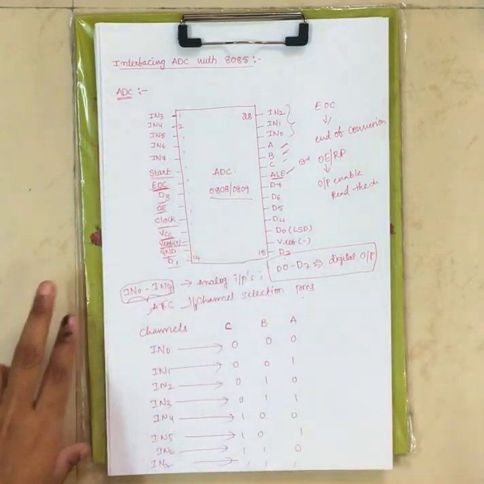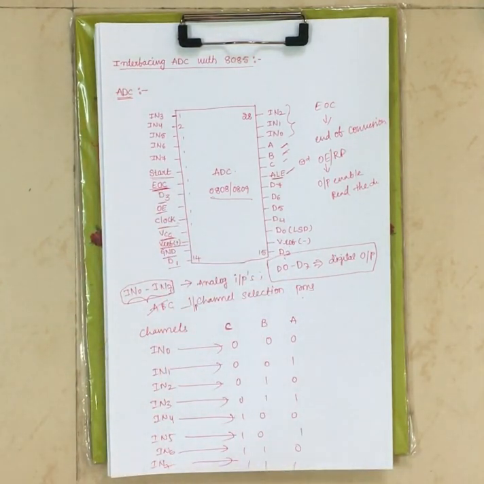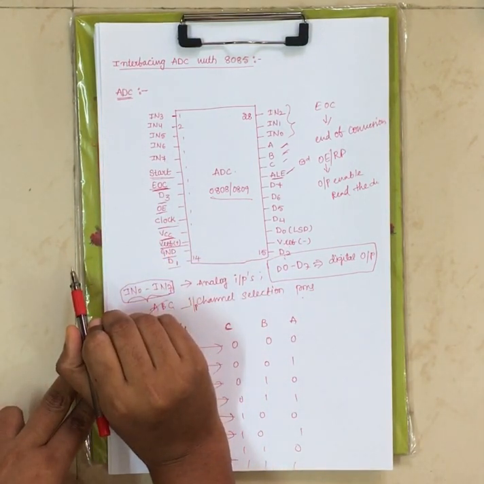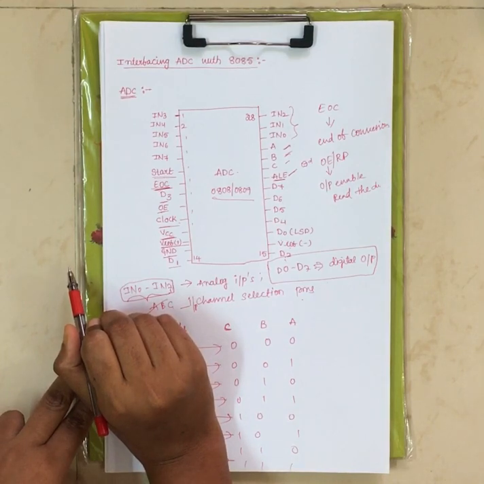And next we have start. Now this indicates starting of your ADC. And next we have EOC, right? Next we have EOC.